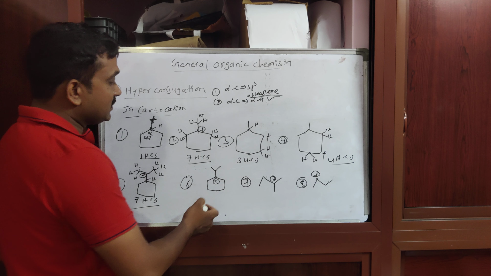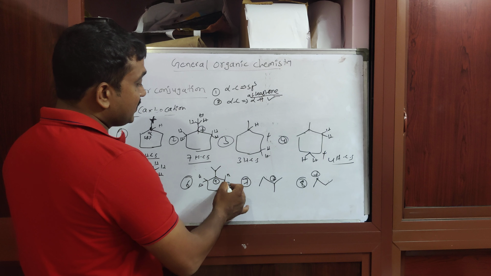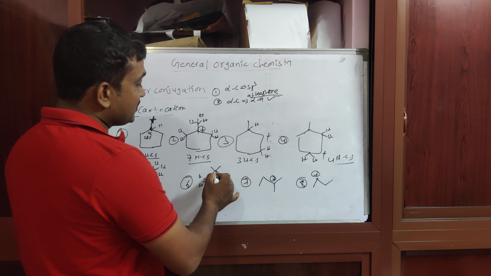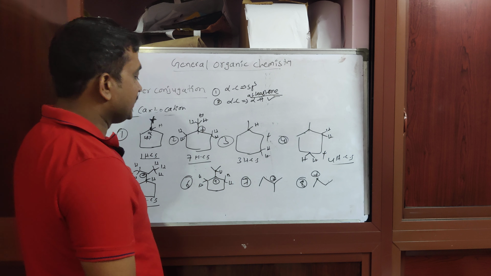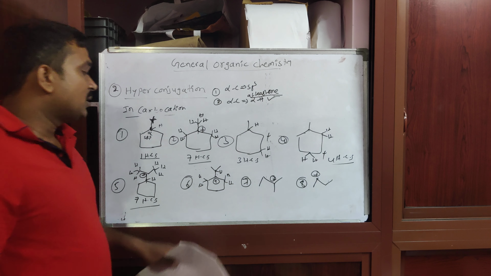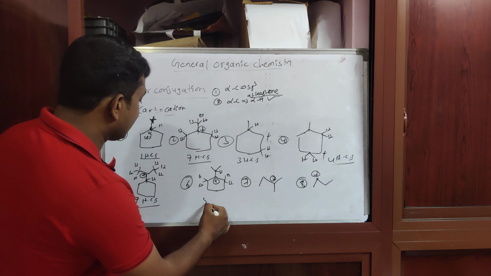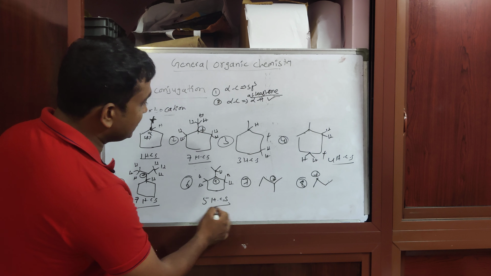If you consider this one, this carbon is an alpha carbon for this carbocation. This carbon is also an alpha carbon. For this also, this has an alpha carbon. In total, how many sp3 hybridized carbons are satisfied? In total, how many alpha hydrogens are there? 1, 2, 3, 4, 5. That's why this shows 5 hyperconjugation structures.